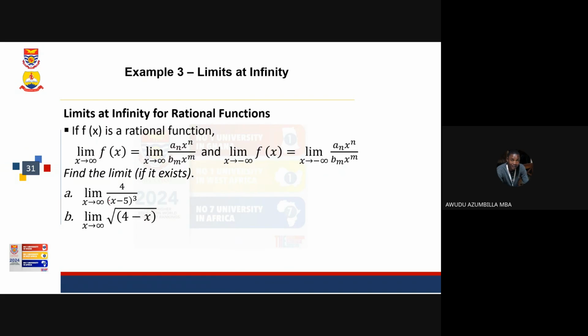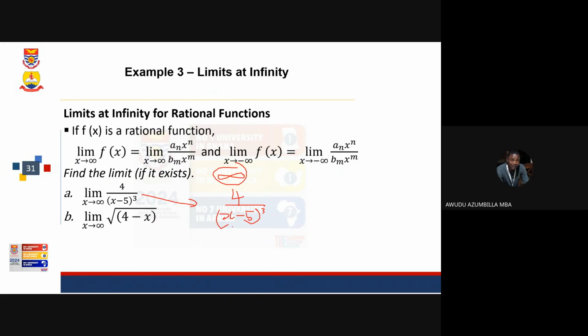infinite. Remember that we use this one to represent infinity. This is the infinity symbol. So let's look at this one, for example, the first one. They are saying that we have 4 over (x minus 5) all to the power cube, and here, as x approaches infinity.